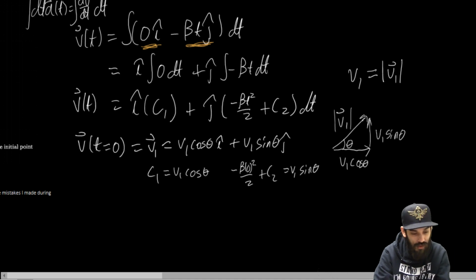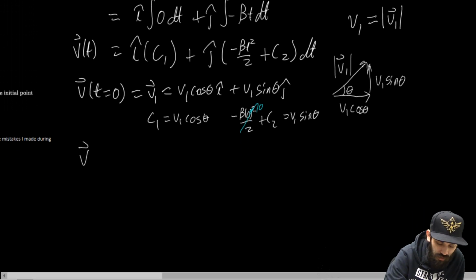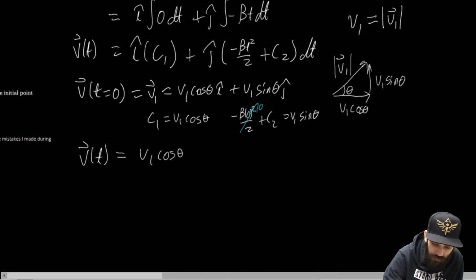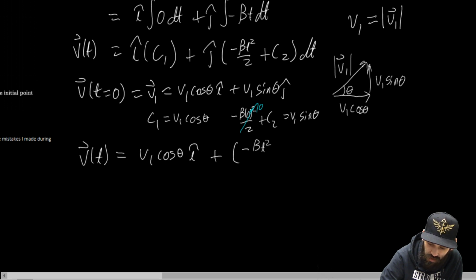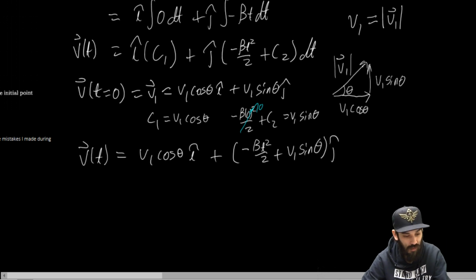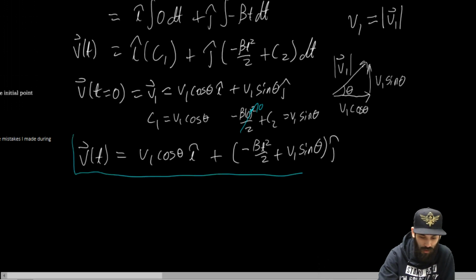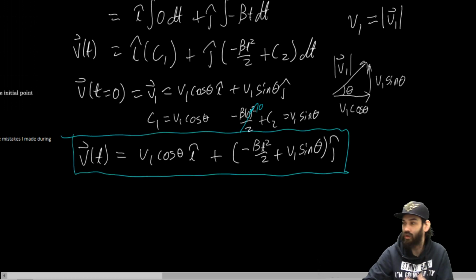And then this term is 0, I'm evaluating it at 0. And so that says that c2 is going to be v1 sine of theta. So our velocity vector, v vector of t, is going to be equal to v1 cosine of theta i hat plus, I'm going to put a parenthesis here, minus beta t squared over 2 plus v1 sine of theta times j hat. Okay, so let's put a box around this because this is our velocity vector written in terms of all the things that we know.